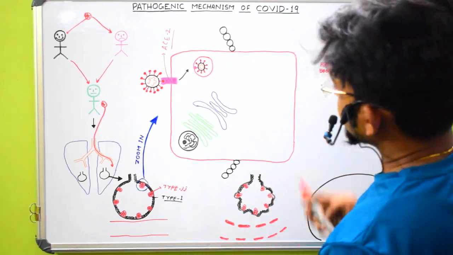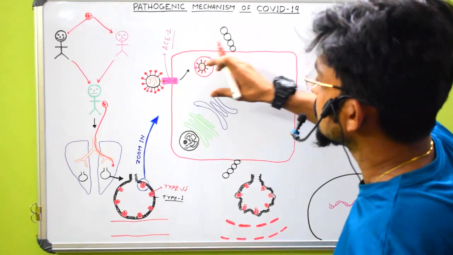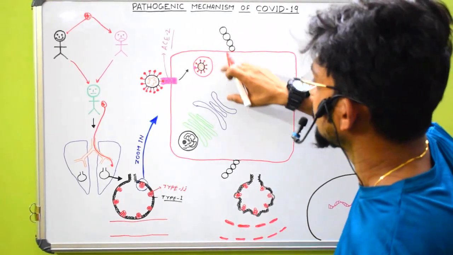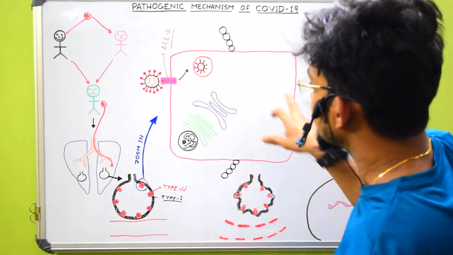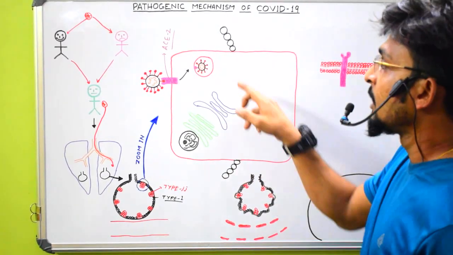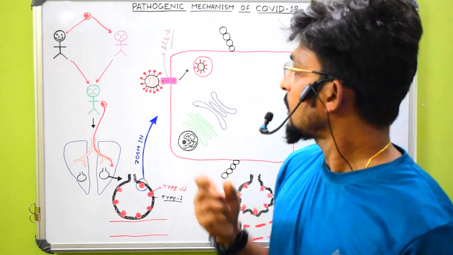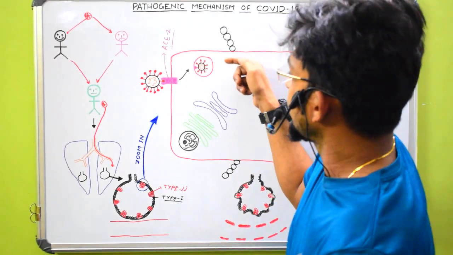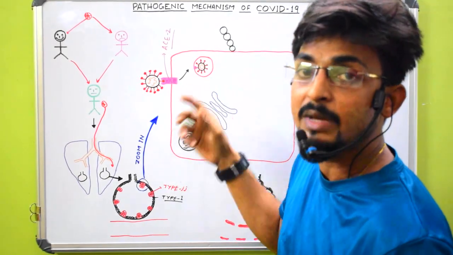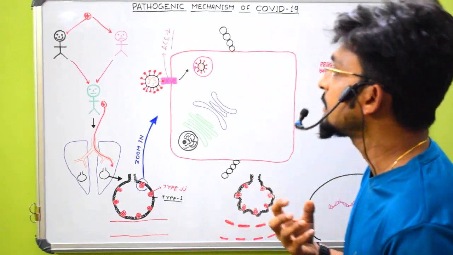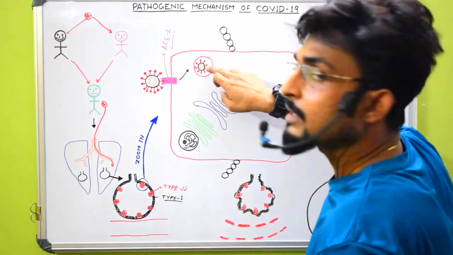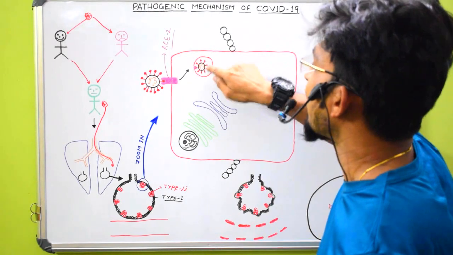As it enters, this endosome formed inside the type 2 pneumocyte cell will fuse with the lysosome. The lysosome makes the environment of this endosome acidic. In this acidic environment, the virus will release its RNA.